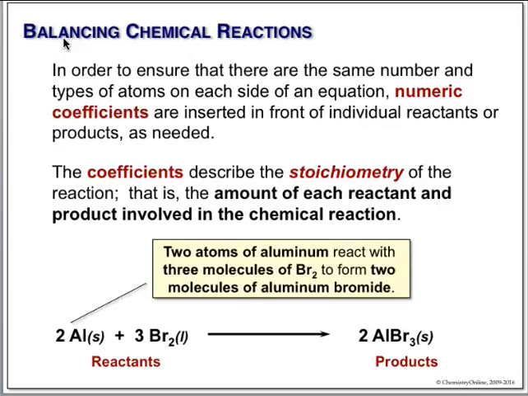In order to make sure we have the same numbers and types of atoms on both sides, we put these little coefficients in. So here's a 2, here's a 3, here's a 2. These coefficients define the stoichiometry of the reaction. Stoichiometry is a wonderful word. You can go home and tell everybody, yeah, we talked about stoichiometry today, and it makes you seem really with it. But actually, it's nothing more than inserting the coefficients properly so that we have the same numbers and types of atoms. Again, we have 2 aluminums, 6 bromines, and we have 2 of the compound aluminum bromide. The numbers we put in here are our coefficients.